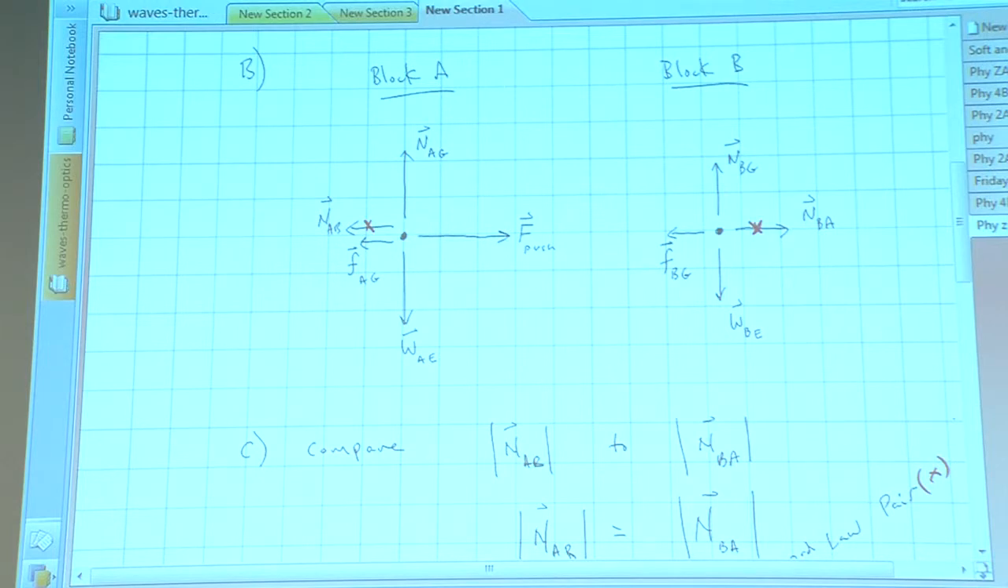The Newton's pair, we know those are equal, right? What about the 2 friction forces compared to each other? We don't know enough yet to compare those.